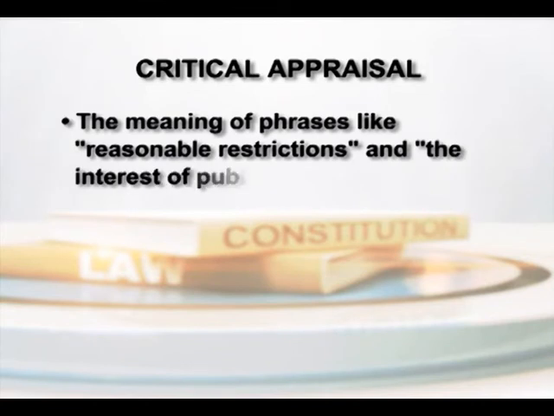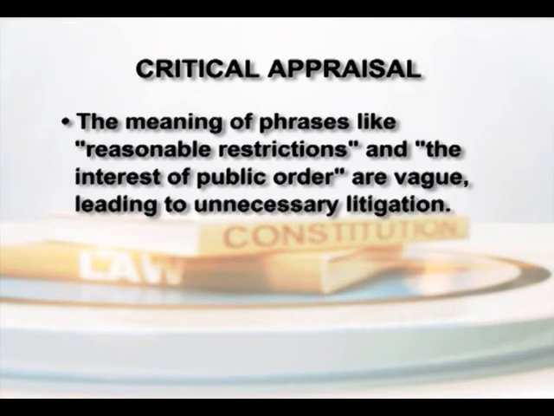The meaning of phrases like reasonable restrictions and the interest of public order have not been explicitly stated in the Constitution, and this ambiguity leads to unnecessary litigation. The government restricts this freedom in the interest of independence, sovereignty and integrity of the nation. But in such cases also, strict vigilance by the opposition is required. During the emergency period of 1975, the provision was widely misused.